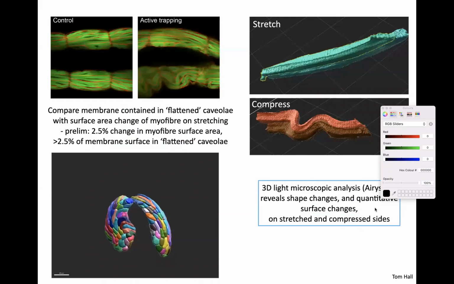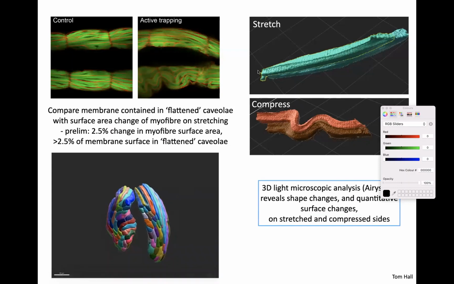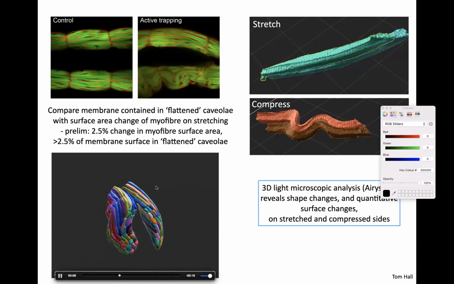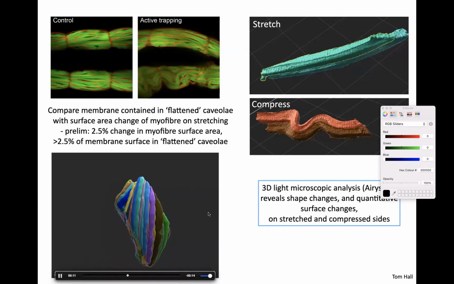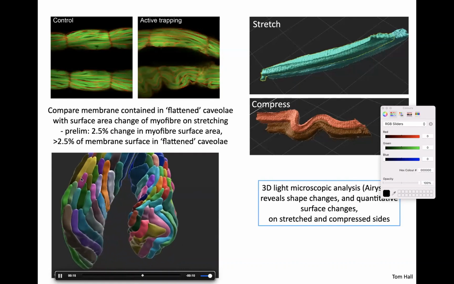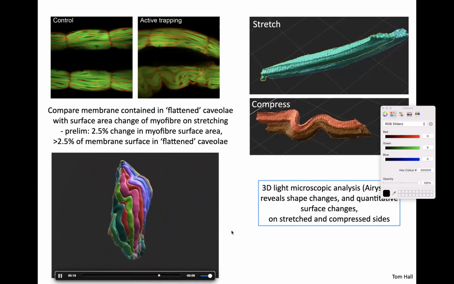And then we could compare this to the shape changes in the muscle. So we have the stretch side, the compressed side, and then Tom Hall was able to then reconstitute by light microscopy using area scan. He could look at the stretch side, the compressed side, and look at the changes in the surface area of the fibers.